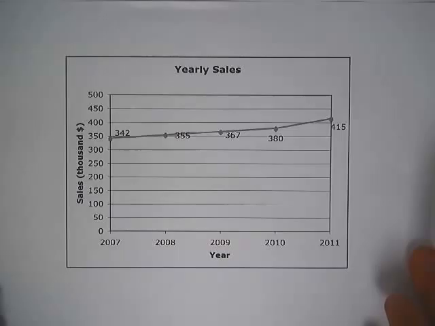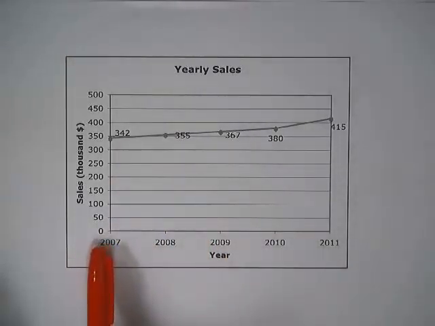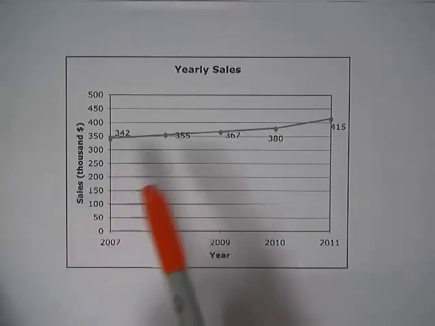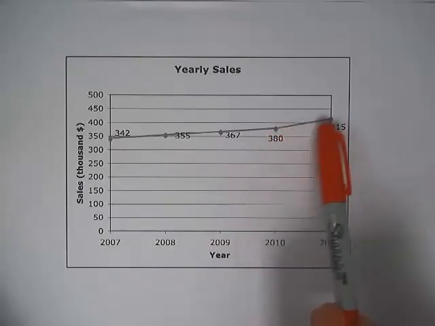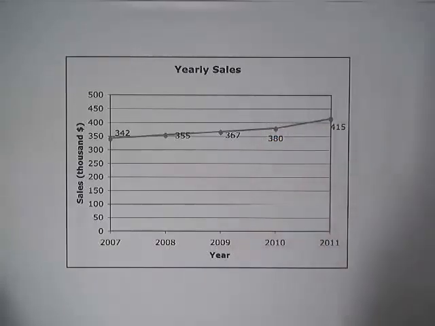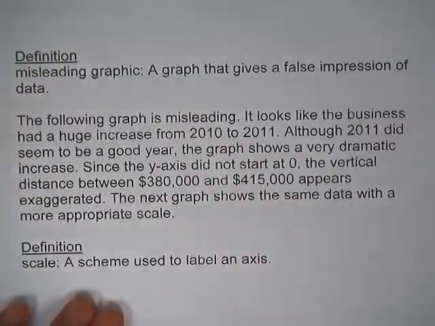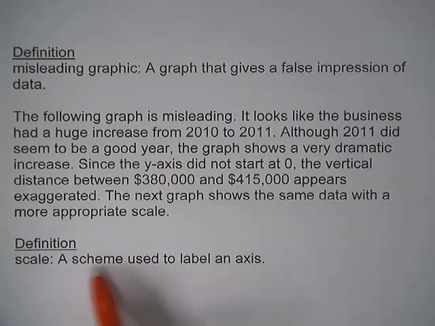If we take a look, it's graphing the same data, but now we start our y-axis down here at $0, and we just see this gradual increase. There was a little bit of a spike here, but it's certainly not as exaggerated as it was in the previous graph. So in this case, there was an issue with the scaling of the graph. Just to make sure, a scale is a scheme to label an axis. In the first graph, it did not start at 0. In the second graph, it did.